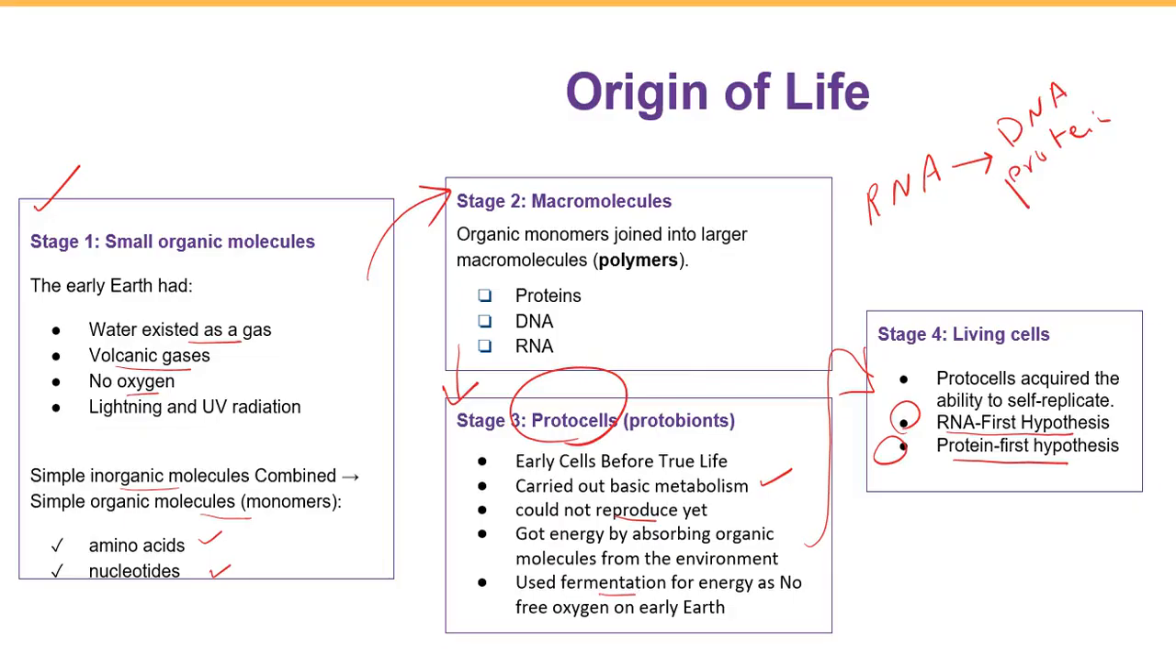But we also have the protein first hypothesis. This hypothesis suggests that proteins formed before the genetic material. So it was protein at first, and then they could carry out basic metabolic reactions because they could act as enzymes. Later, genetic material like RNA and DNA evolved to store information. So both hypotheses try to explain how protocells transitioned into the first true living cells.